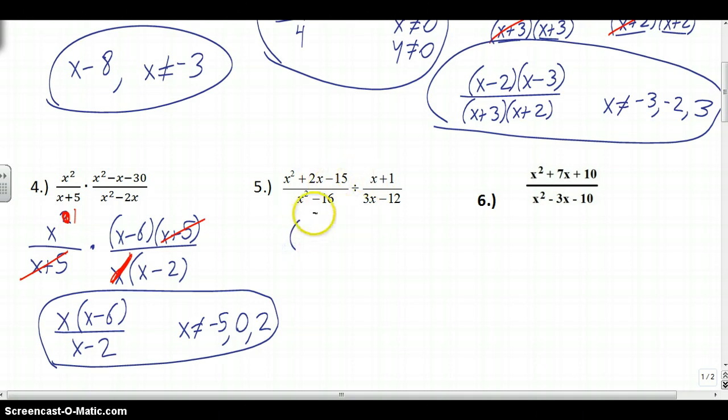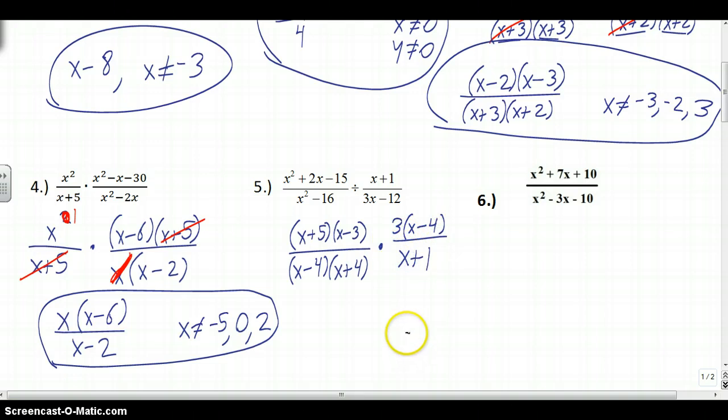What multiplies to negative 15 and adds to 2? That would be x plus 5 and x minus 3, over x squared minus 16, which is x minus 4 and x plus 4, times now, and I'm flipping it. What comes out of 3x minus 12? That would be a 3, and you'd be left with x minus 4 over x plus 1, of course.